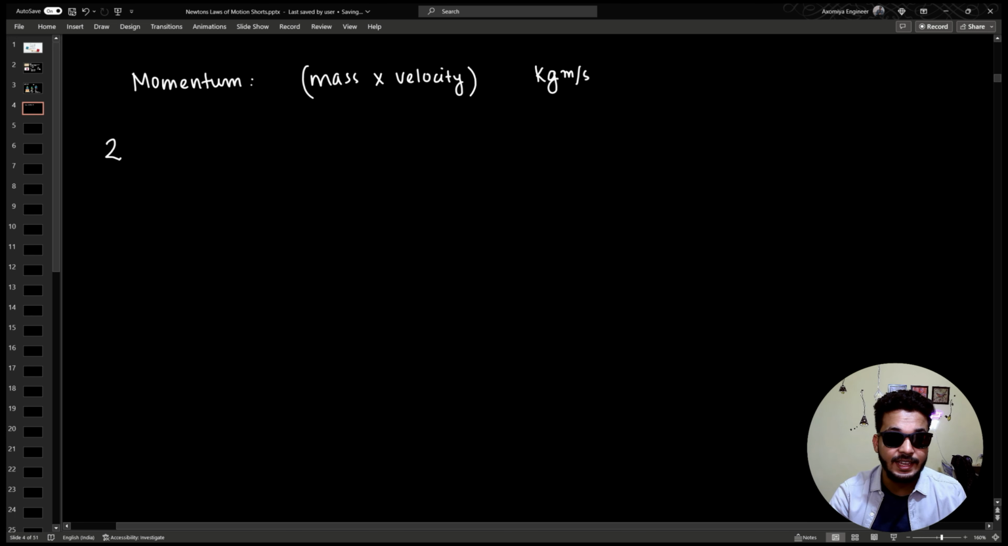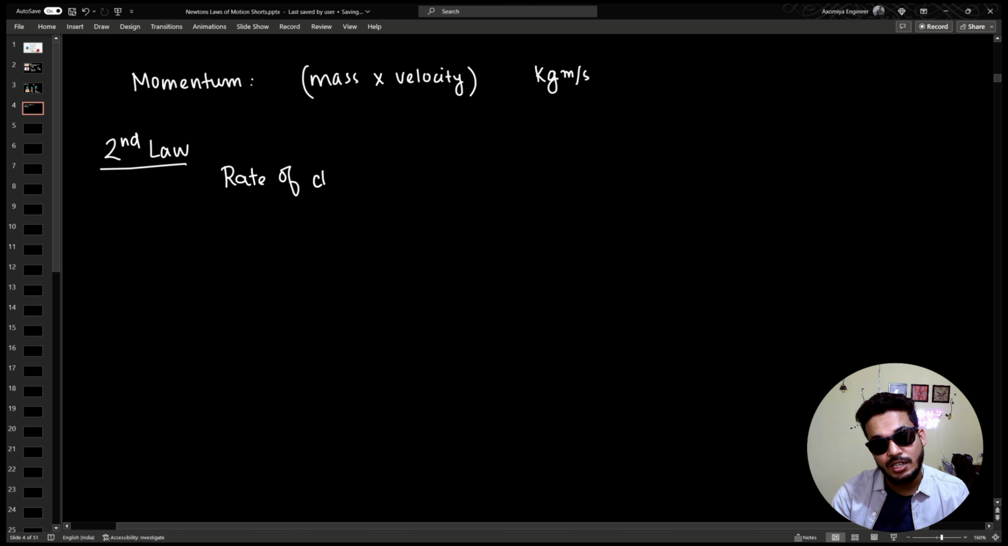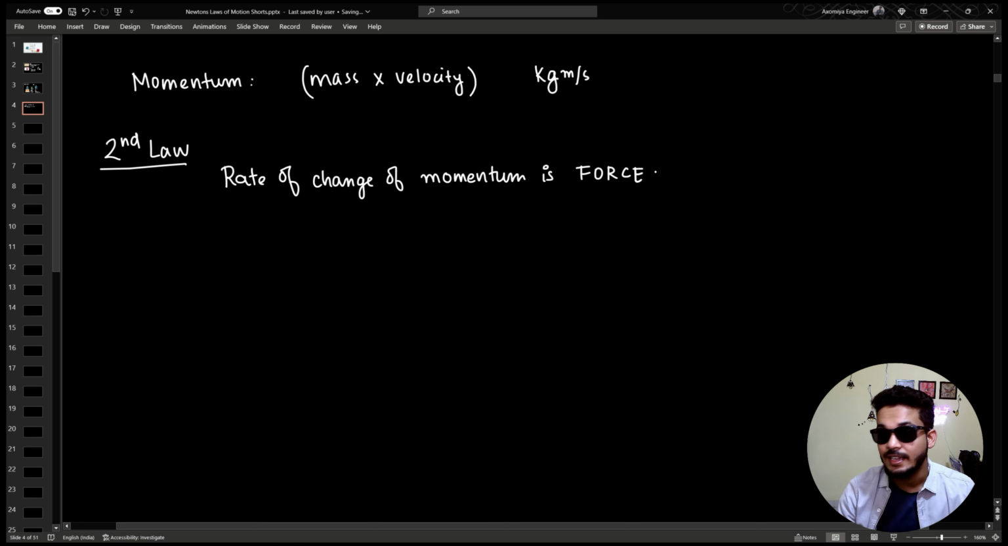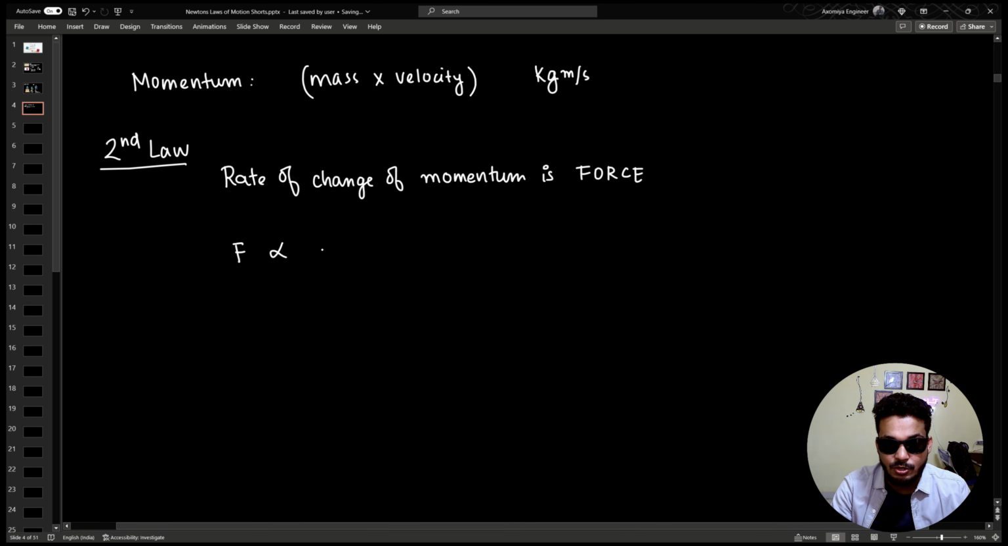Now what does the second law entail? Well, Newton said that the rate of change of momentum is force. Yeah, he defined force in the second law, guys. We generally use the dumbed down version of Newton's second law, but I'm going to explain what the actual law is. He said the force is directly proportional to change of momentum with respect to time.